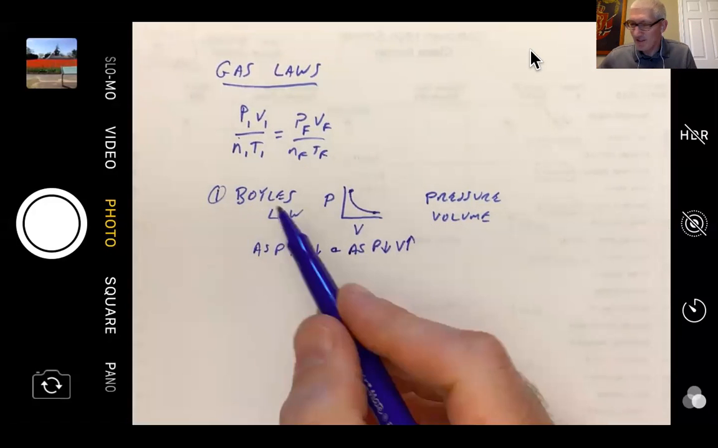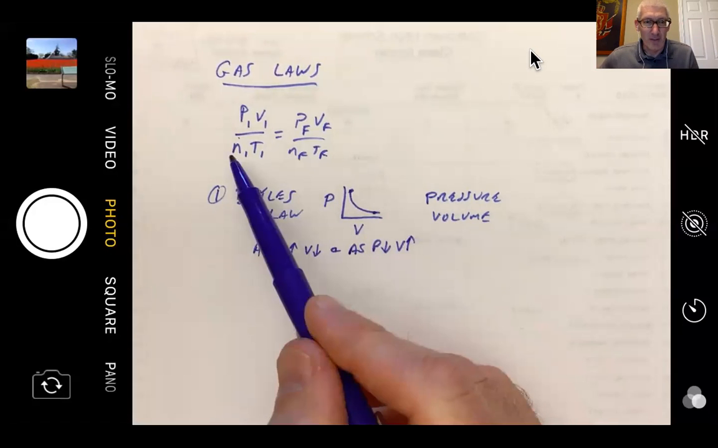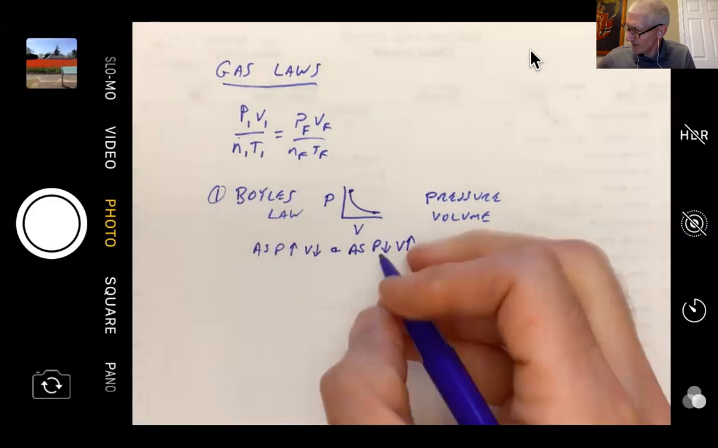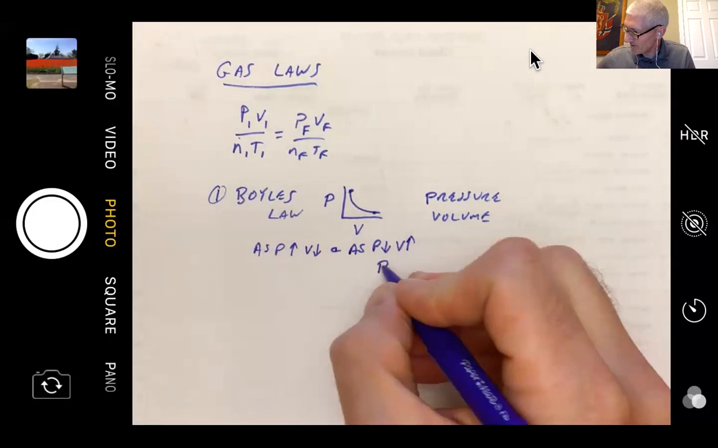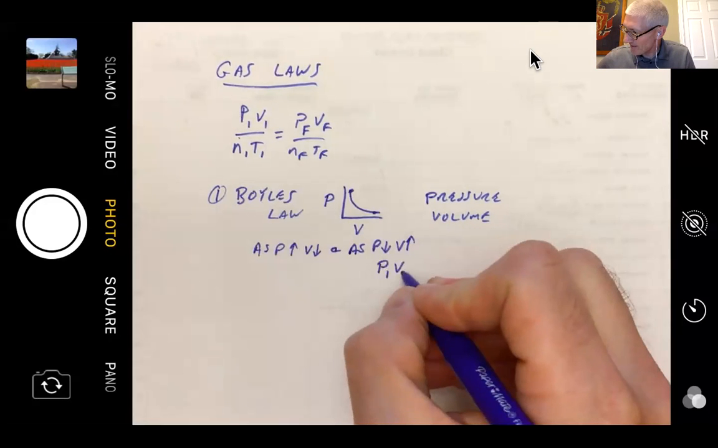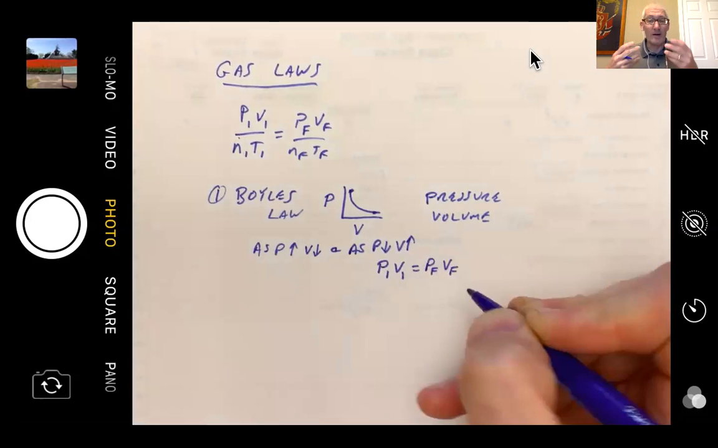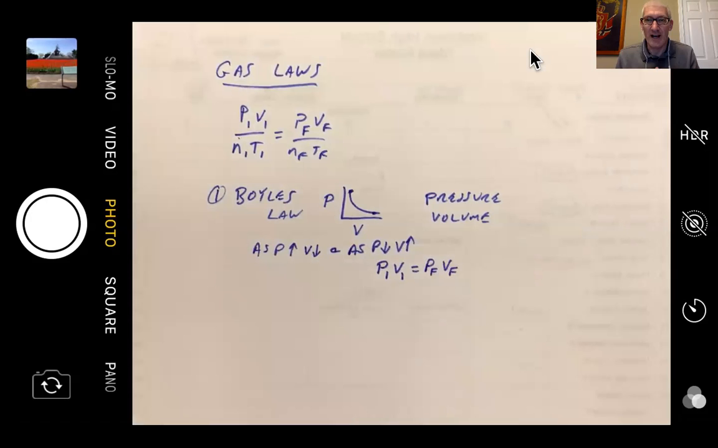And Boyle's law doesn't care anything about number of moles or temperature. So what we can do is just say that if we focused on just the P and the V, that would give us what Sir Robert Boyle figured out. And so let me just show you this on a little simulation real quick. I think I can just change over here.